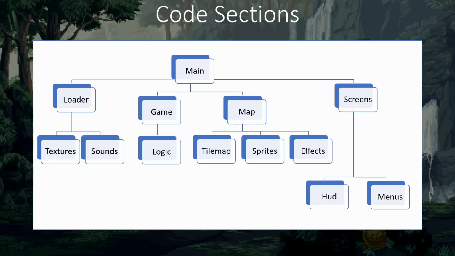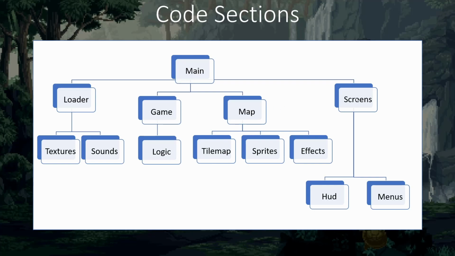Now we can go over the overall structure of the project. Everything starts with a main, as with most games. This main initializes 4 major systems. The first one is a loader. This is what handles loading of all textures and sounds. This happens at the very start of the game. It will show a loading screen to the user while we load all the textures and sounds.